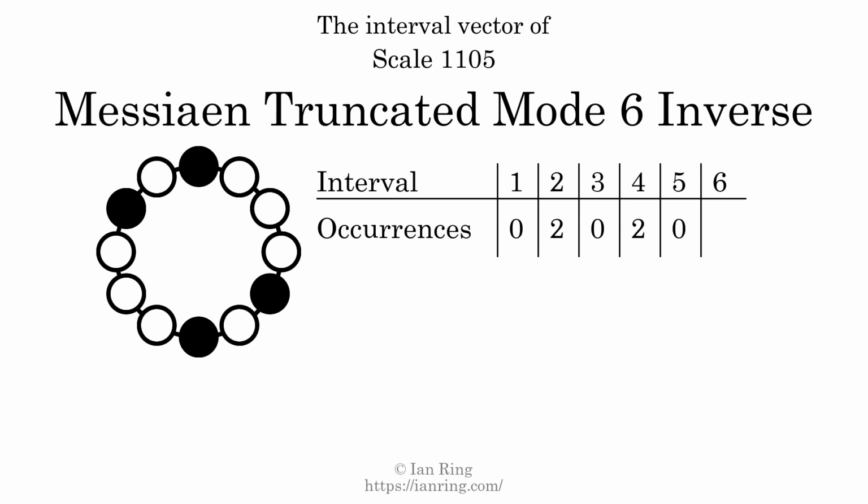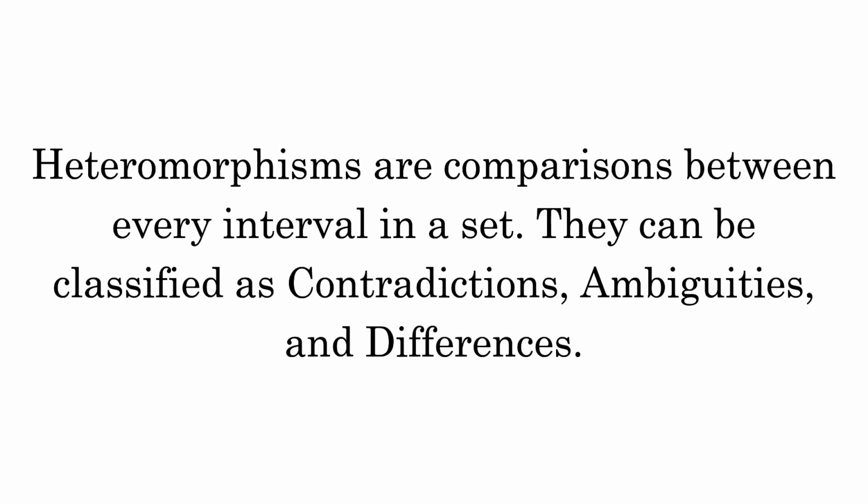There are no intervals with the size of 5 semitones. There are 2 intervals with the size of 6 semitones. They are here and here. Each interval does not appear in this scale a unique number of times, so this is not a deep scale. Heteromorphisms are comparisons between every interval in a set. They can be classified as contradictions, ambiguities, and differences.